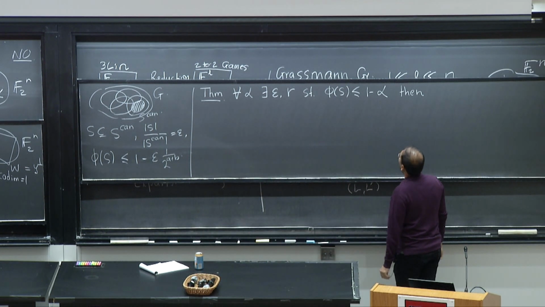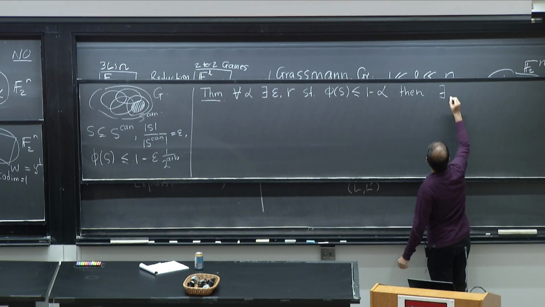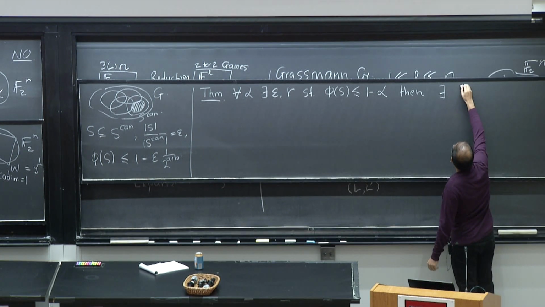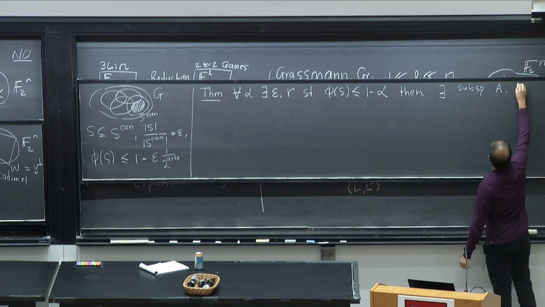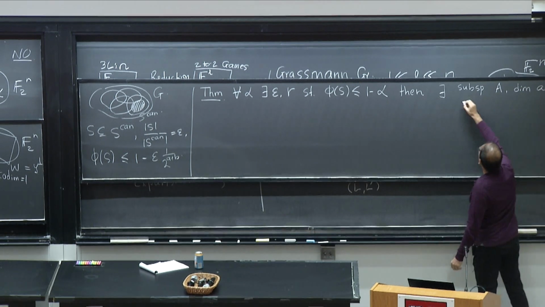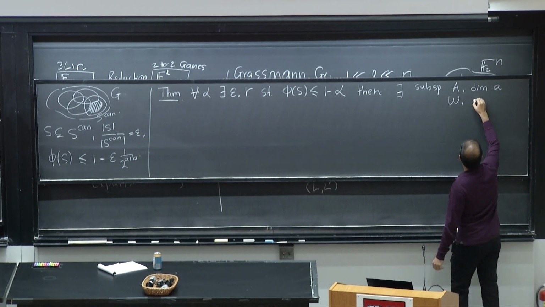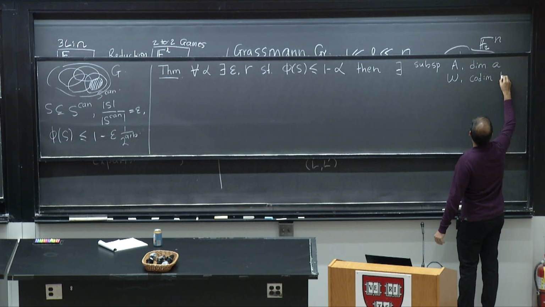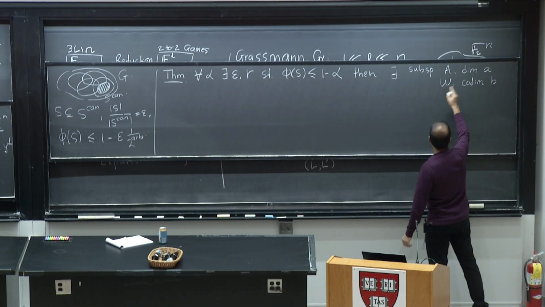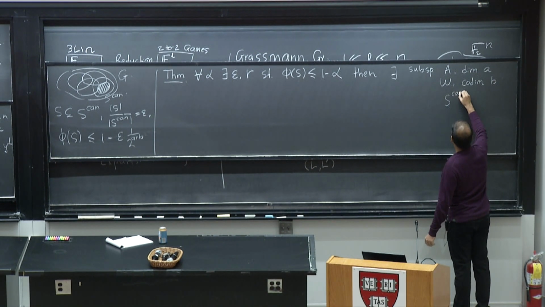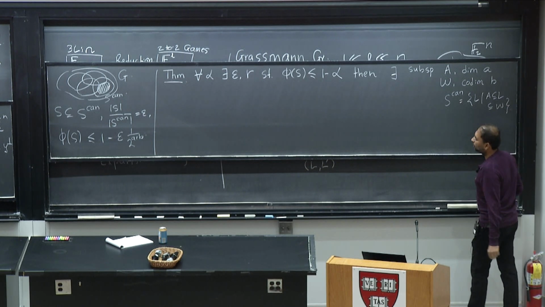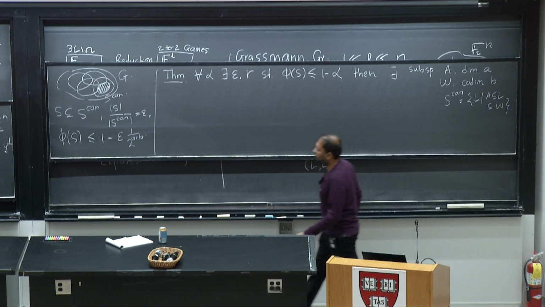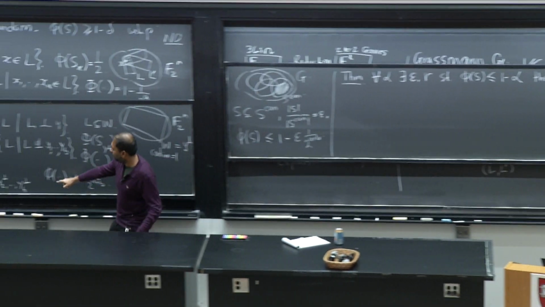Then there exists a subspace A of dimension little a and a subspace W of codimension little b. And then the canonical set would be all L which are sandwiched between A and W. It looks slightly different from this definition, but it's really the same.